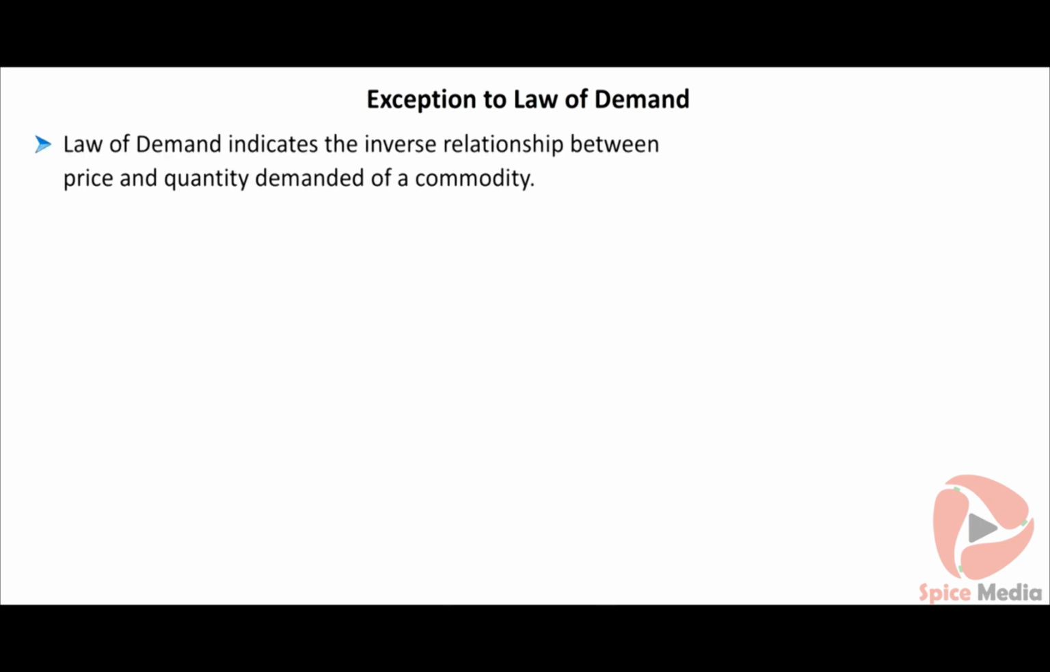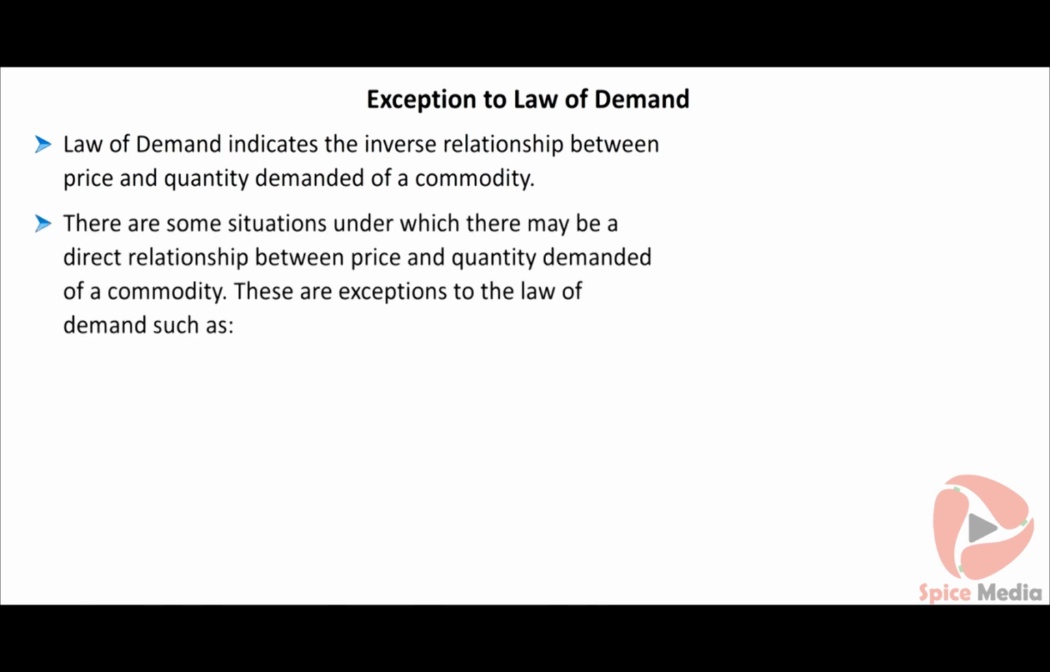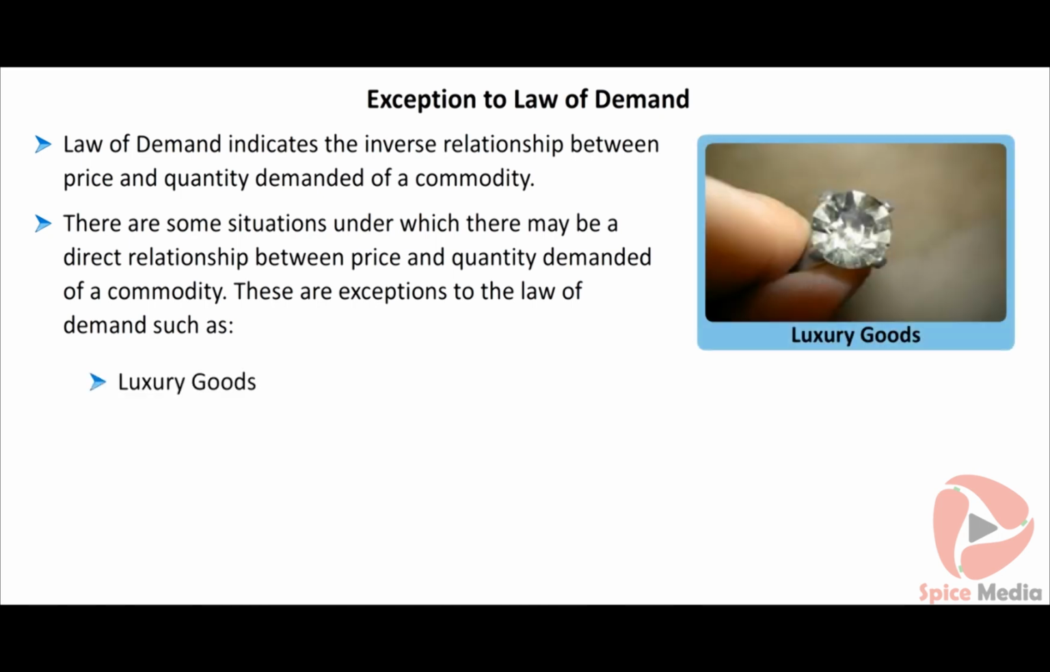Exception to law of demand. Law of demand indicates the inverse relationship between price and quantity demanded of a commodity. There are some situations under which there may be a direct relationship between price and quantity demanded of a commodity. These are exceptions to the law of demand, such as luxury goods. Consumers choose to buy more in the costly market. Sometimes they feel a highly priced commodity is better in quality. Thus, with the increase in price, demand increases.